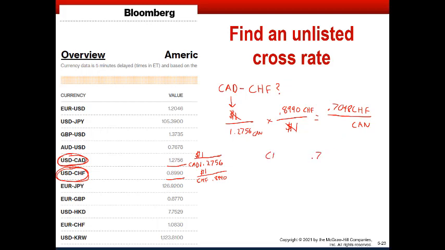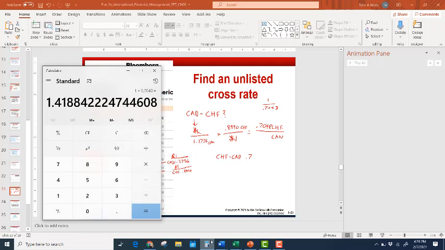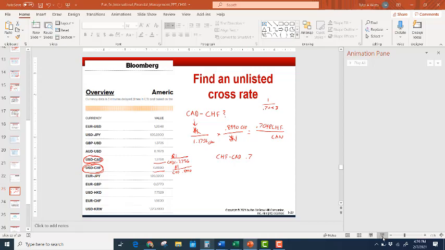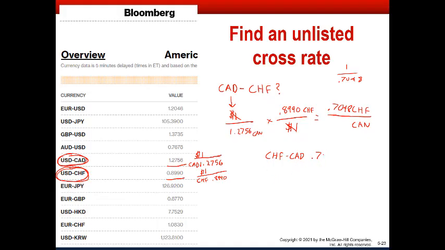So that would be the Swiss francs to Canadian dollar. And then of course we could take the reciprocal of that. So 1 divided by 0.7048, which gives us 1.4188. And that would be the Canadian dollar to Swiss franc. So we can work out implied cross rates by finding two pairs of known rates against what we might call a common denominator currency, and then doing this math accordingly.